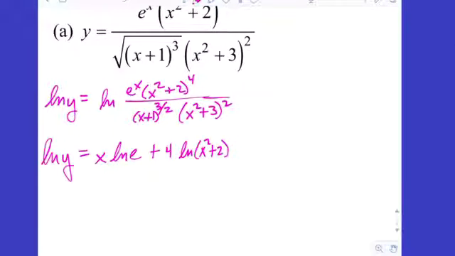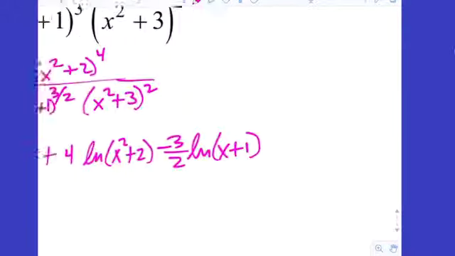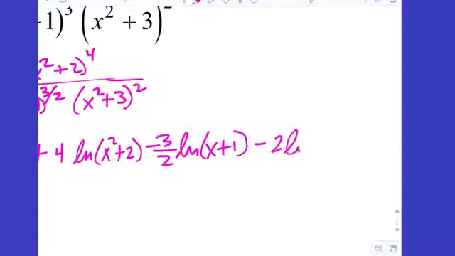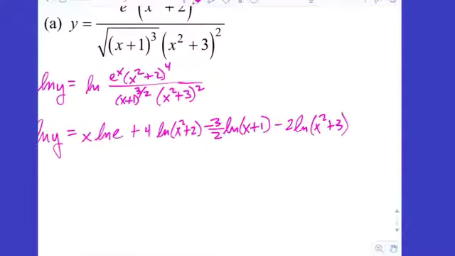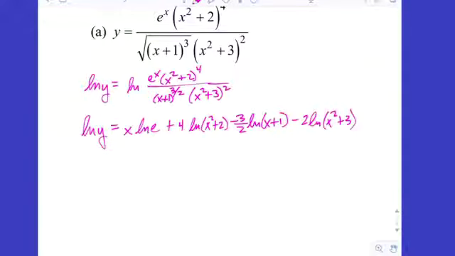Now we're in the denominator. So minus, leave a little space. The natural log of x plus 1 to the 3/2 power. Grab the scissors. And on the last one, you could just say minus 2 natural log of x squared plus 3. Right? You don't have to do the blip every time. You just know that the exponents on each term are going to come out front.